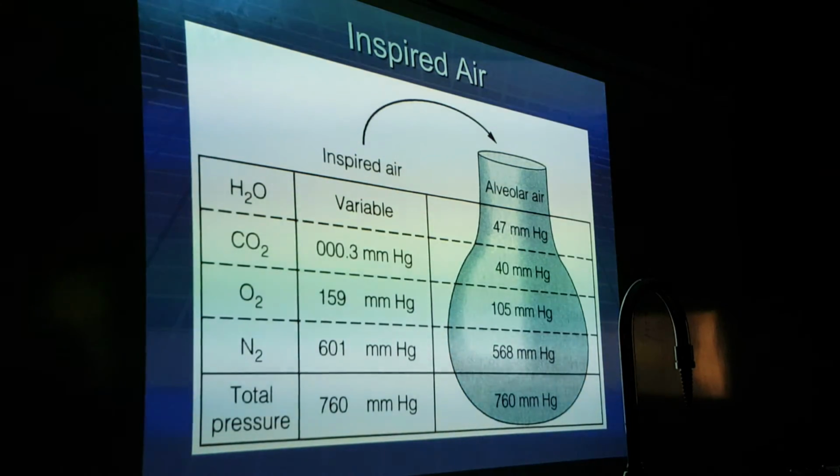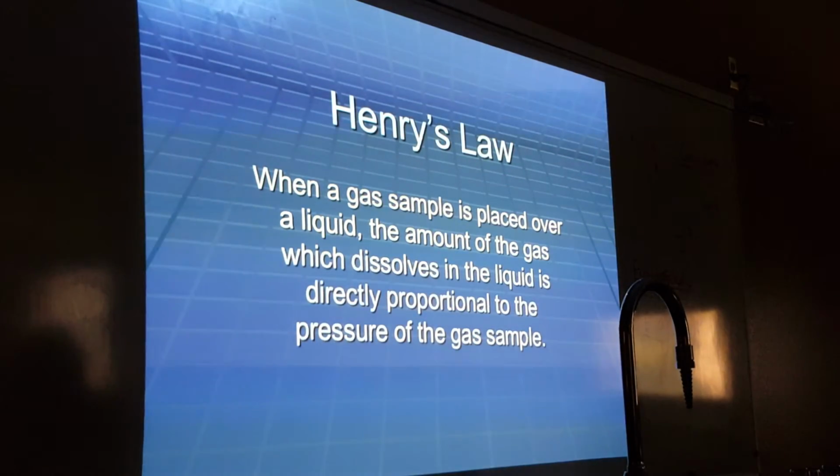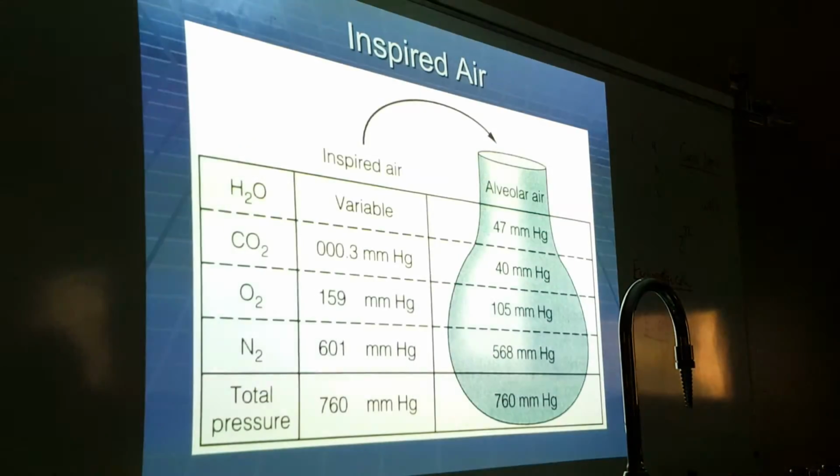Go to the next slide. Henry's law. When a gas sample is placed over a liquid, the amount of gas which dissolves in the liquid is directly proportional to the pressure of the gas sample. So it must be 760. And so, what's the partial pressure of oxygen? I mean, the fish don't care about the nitrogen. The fish only care about the oxygen. So what's PO2 in the Chetco River? What's PO2 in the atmosphere?